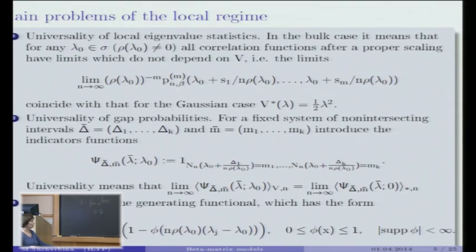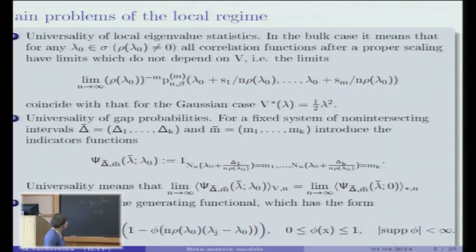So consider the indicator of the event that you have a system of intervals delta 1 and so on, delta k, and also a system of natural numbers m1 and so on, mk. You consider the event when the number of eigenvalues in the interval delta 1, scaled like this, is just m1. In the interval delta 2 you have just m2, and so on. In the k-th interval you have mk.